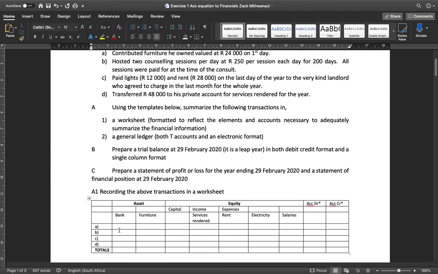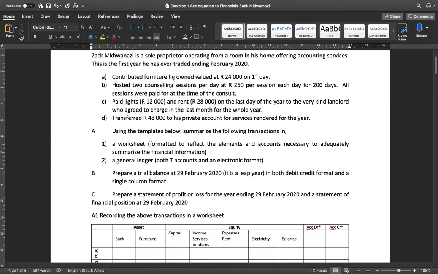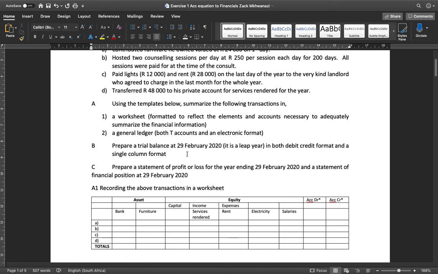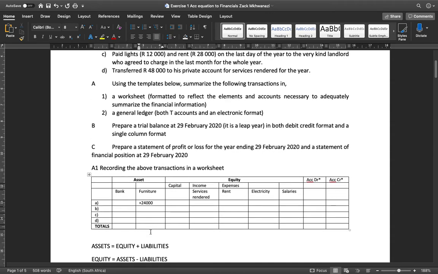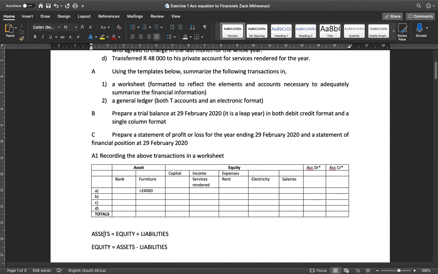So let's take the first transaction. The owner put furniture into the business, 24,000 Rand. Now, furniture is an asset, so we're going to increase furniture. And if we go down to the equation, assets has gone up by 24,000. Now you'll find out soon enough that one of the components of equity is the capital.